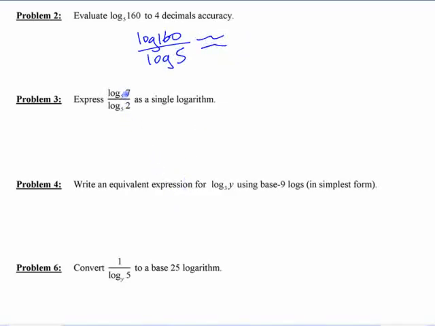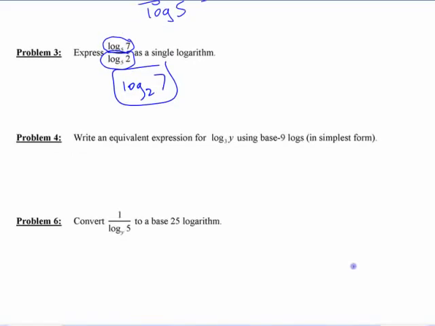This one, if it's log base 5 of something over log base 5 of something else, if it's the same base there, you can just write it as log base 2 of 7, right? That's as a single logarithm. I know I gave you all that space, but what? Well, you could write it as log 7 over log 5 over log 2 over log 5.